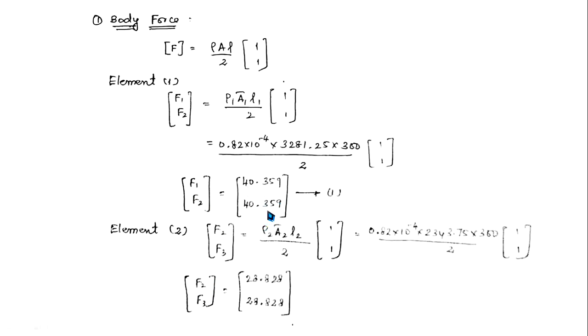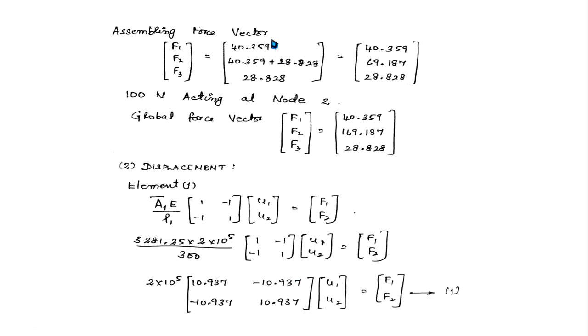So 40.359 will be summed up with this 28. So that's it. If you do it, this is your final force vector, or in other words they call it the global force vector. Global is nothing but the assembled force vector.